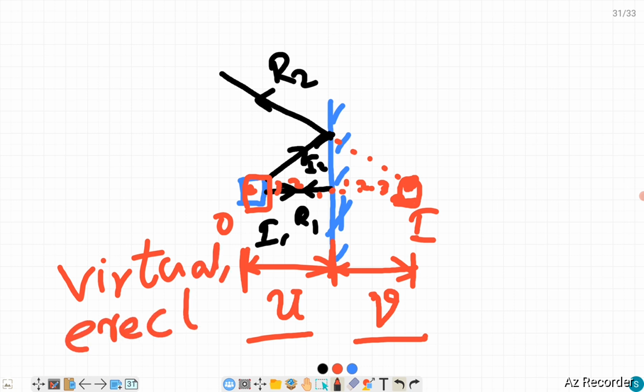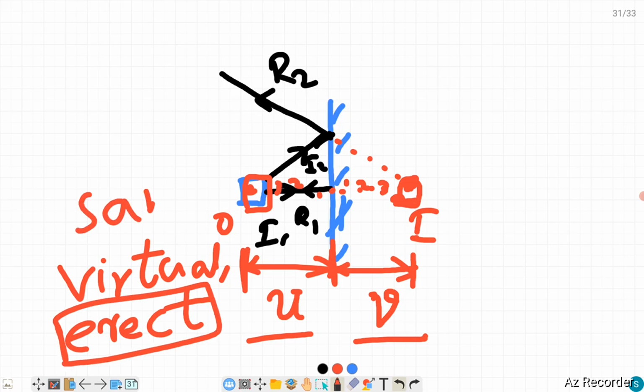Erect means what? Same, straight. However you stand in front of the mirror, your image also will stand like that only. That is called erect. And the size is the same size. Very, very important.